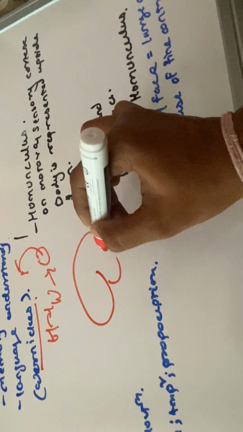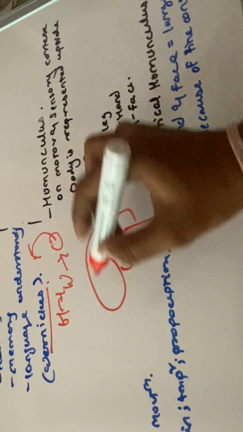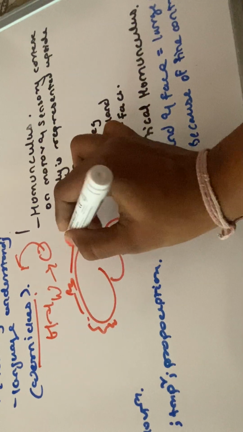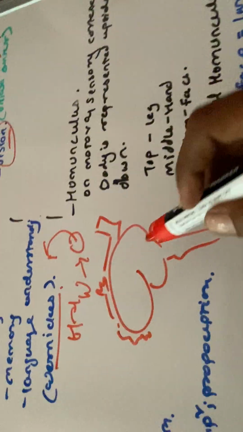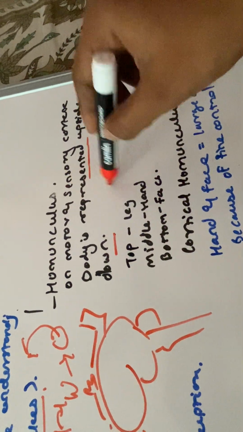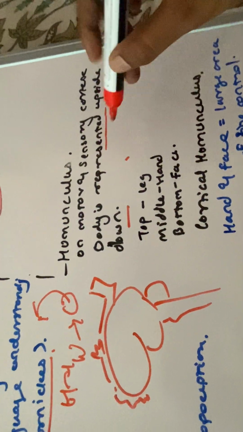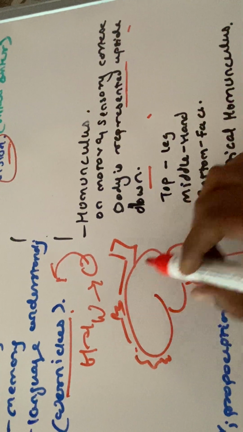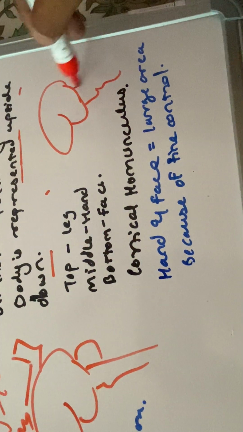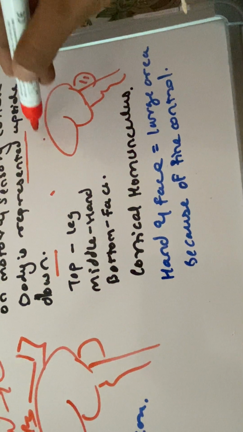What is now homunculus? Homunculus, as we see, here is the brain. Okay, you might have seen your diagram. Here is the face, hand, leg. Okay, this is what the diagram looks like. So homunculus on motor and sensory cortex, body is represented upside down. Okay, so where? Topmost here, this is our brain. The topmost has our leg.